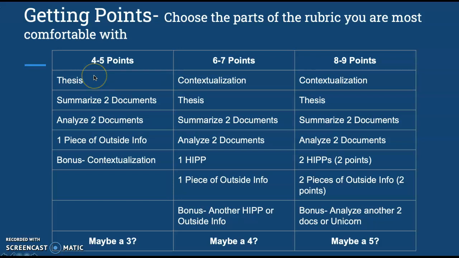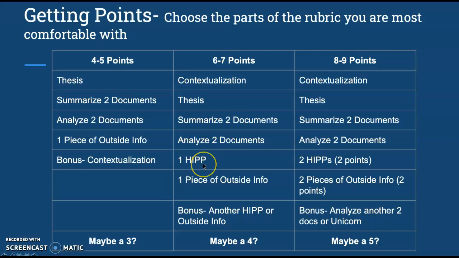So I think the easiest points to go for are the thesis statement, like what are you proving, and summarizing 2 documents, which is super easy. Next is trying to analyze 2 documents, relating them back to your thesis, and popping in a piece of outside information that you're explaining really well. If you're good at it, go for contextualization. Now, if you're trying to get a few more points, have your contextualization, your thesis, you're summarizing 2 documents, you're analyzing 2 documents, and you've got a HIPP.